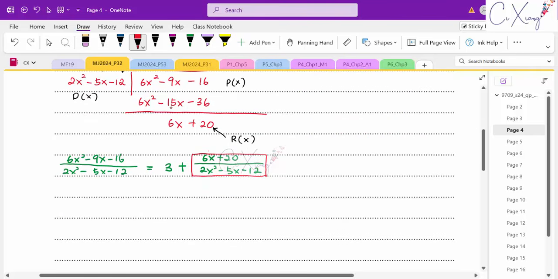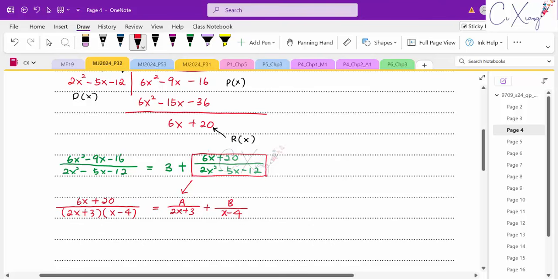Okay, so for this part, I'm going to continue by using partial fractions to separate it. So (6x plus 20) divided by, okay, for the denominator here, I can try to factorize it into two smaller brackets, which is 2x plus 3 and also x minus 4. Both are linear factors, so I will separate it into A over 2x plus 3 and also B over x plus 4. Oh, sorry, x minus 4.